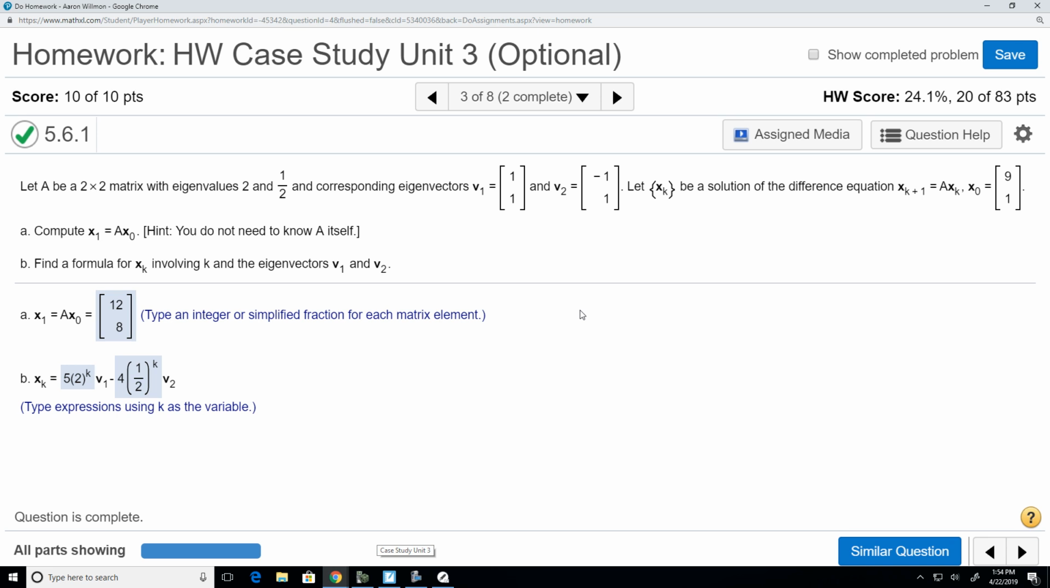What would happen as k goes to infinity? What happens to the first term? It's going to go to infinity, right, for both entries of our vector. Both vector entries would go to infinity. What about this side? That would go to 0, right? So it would end up being just a multiple of this vector here, but the multiple will just keep growing to infinity. Okay?